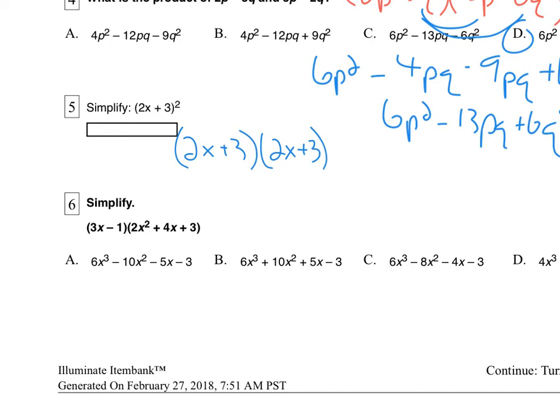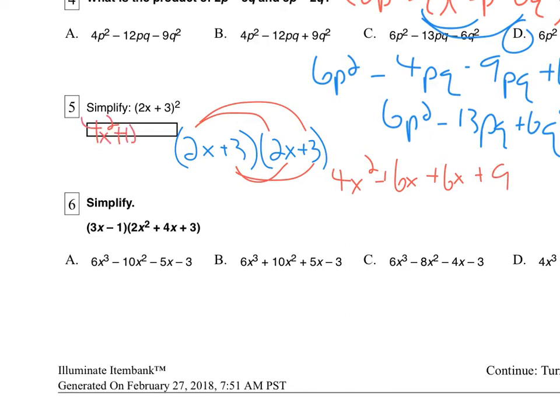so that you can then distribute. 2x gives you 4x squared. 2x and 3 is 6x, and then 6x, and then 9. Combine your like terms, and you get 4x squared plus 12x plus 9.